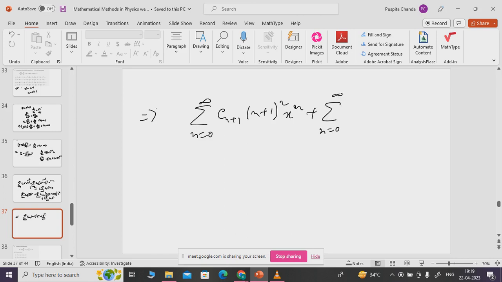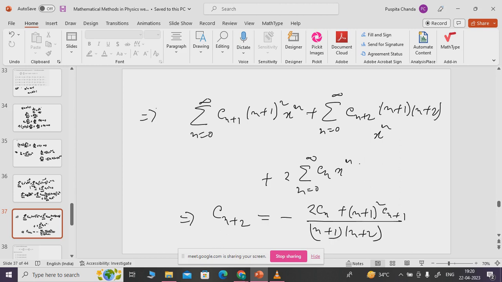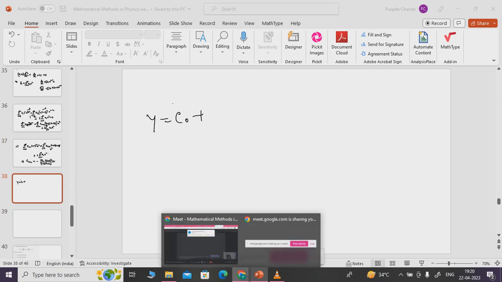Square x to the power n plus n, n equal to 0 to infinity, Cn plus 2 into n plus 1 into n plus 2 x to the power n, plus 2 into sum n equal to 0 to infinity Cn x to the power n. So equating the coefficient of x to the power n, we get the relation Cn plus 2 is equal to minus 2Cn plus n plus 1 whole square Cn plus 1, over n plus 1 and n plus 2.